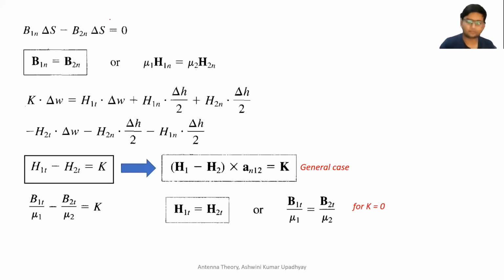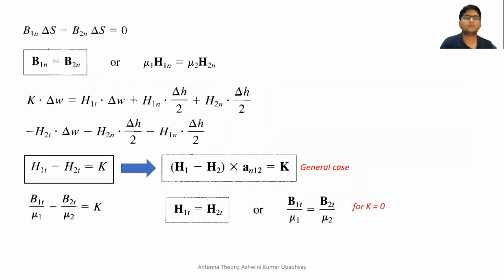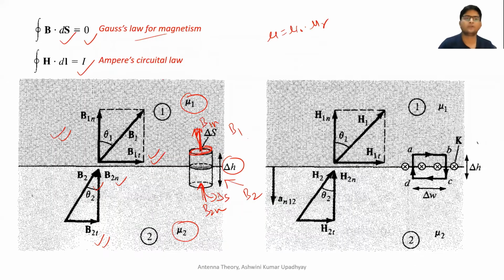So as you can see, since delta H is very small, the upper surface will only have the normal component of B1, which is B1N, and the lower surface will only have the normal component of B2, which is basically B2N. So we can directly say that B1N into delta S minus B2N into delta S should be equal to 0. So why did we take the minus?